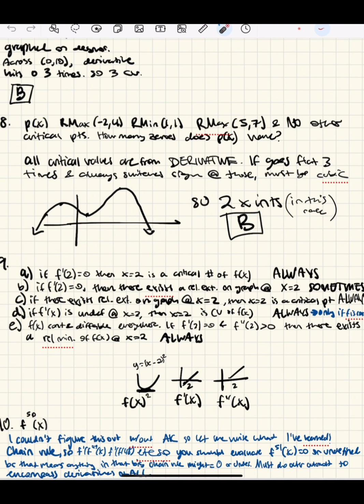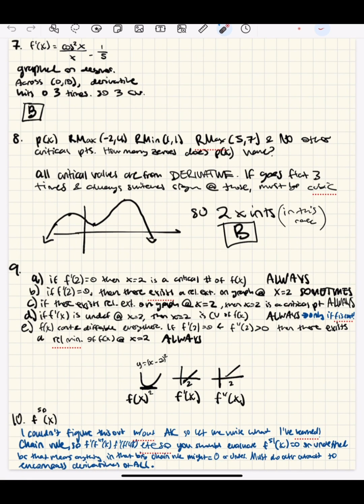The idea about being defined is also true for the first one, but we do know that it's defined across this interval. Well, I guess we don't, but whatever. So if f prime of 2 is 0, then it's a critical number. But if f prime of 2 is 0, then there exists a relative extremum at x equals 2. That's not always true. That's only sometimes true, because B is only true if the sign of the derivative changes.